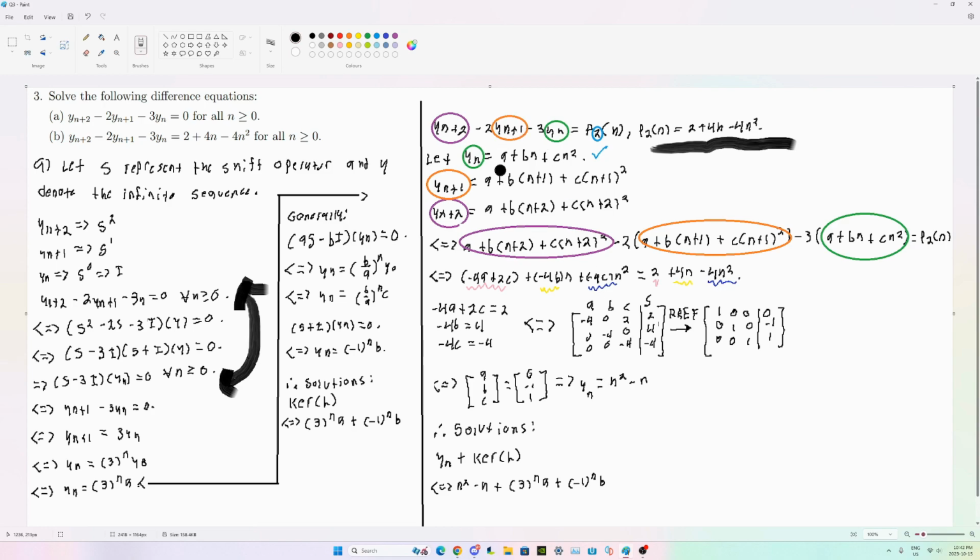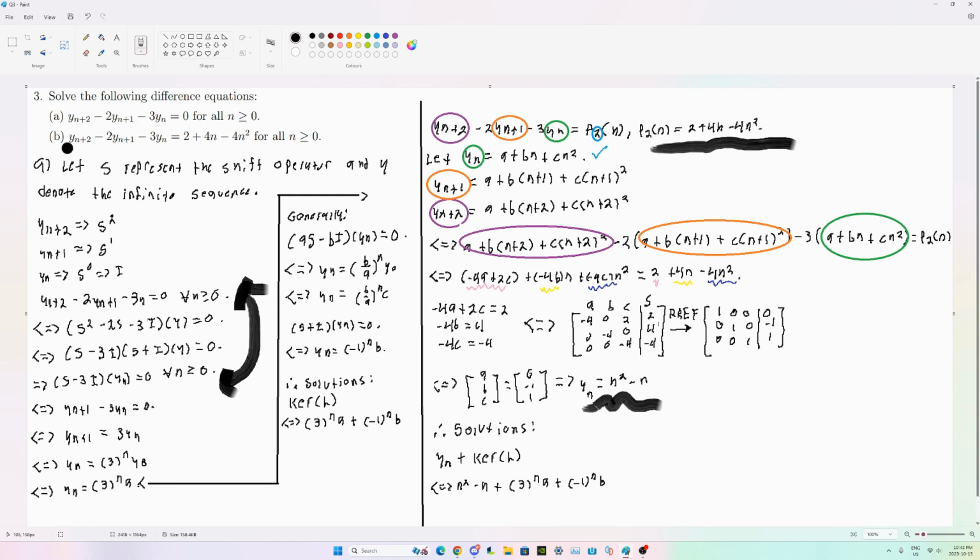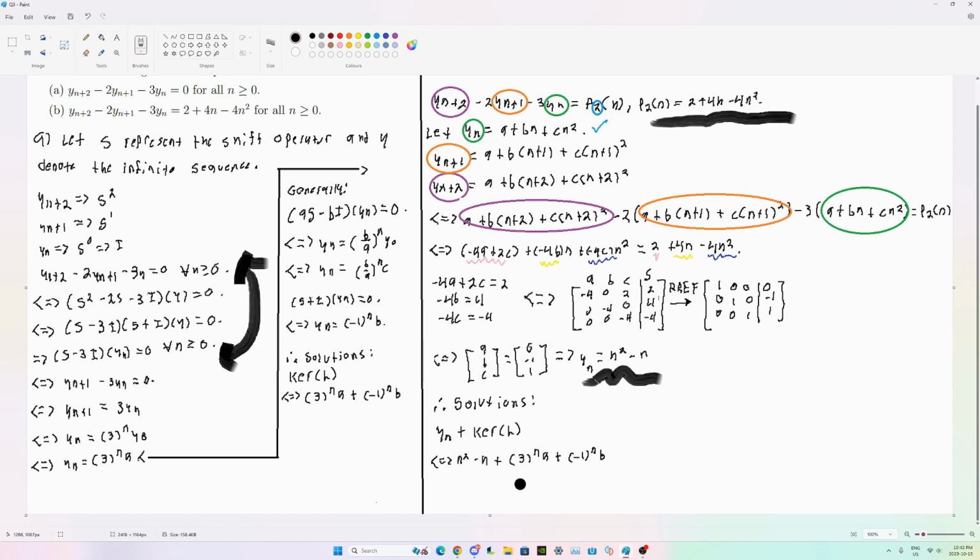So a goes to 0, the constant's gone. c is 1, so we have n squared. And b is negative 1, so that means we're going to have negative n. So our solution, very similar to number 2 again, is this piece over here plus the kernel of our system, which goes to n squared minus n plus our kernel.